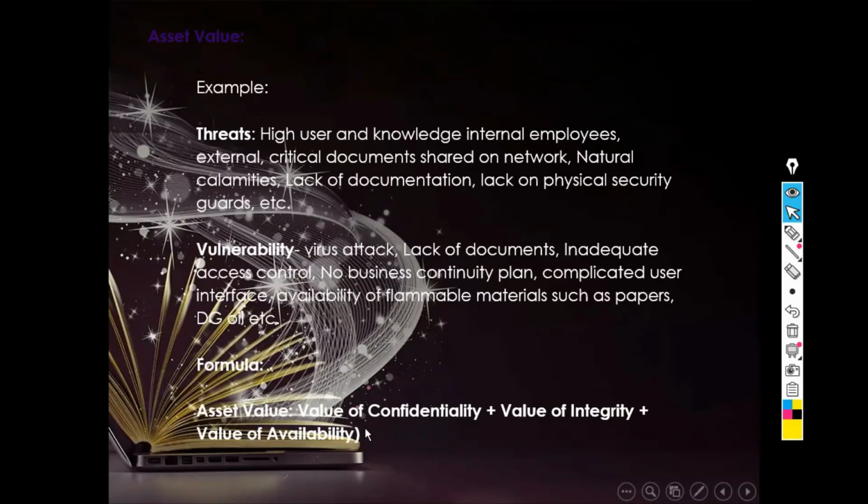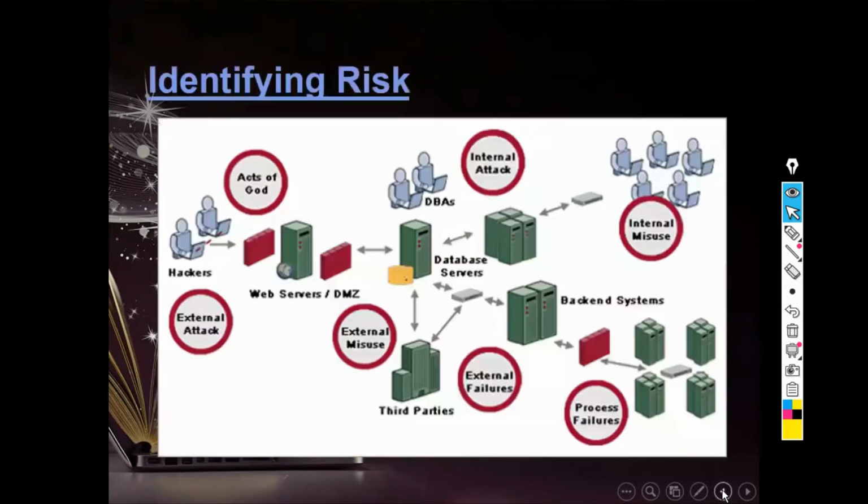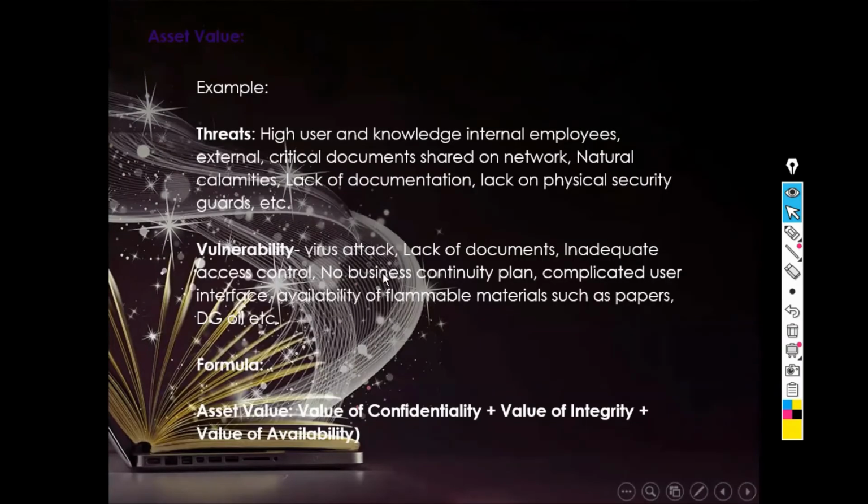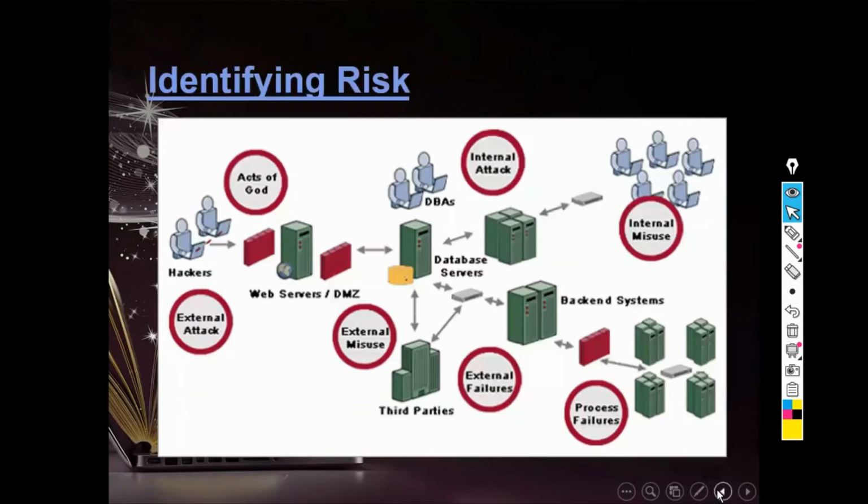Now asset value is the value of confidentiality plus the value of integrity plus the value of availability. Then threat is very high, vulnerabilities are also there in the system, and availability of data should be there because there are lots of vulnerabilities in the system. Based upon that we can calculate the asset value: 3 plus 3 plus 3 because everything is high. Your asset value will come to 9. So this is the way to identify the asset value.